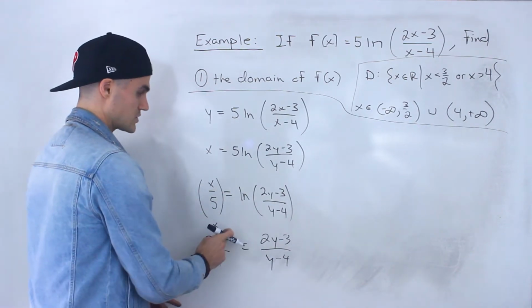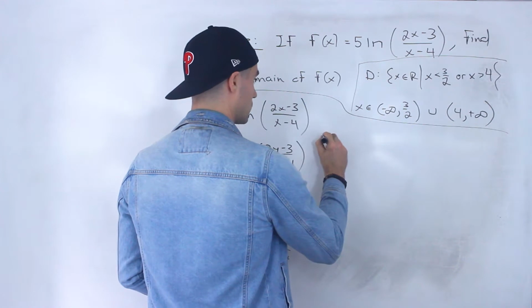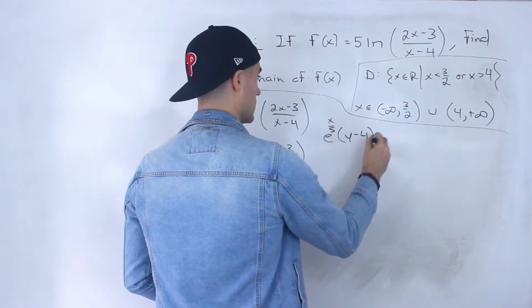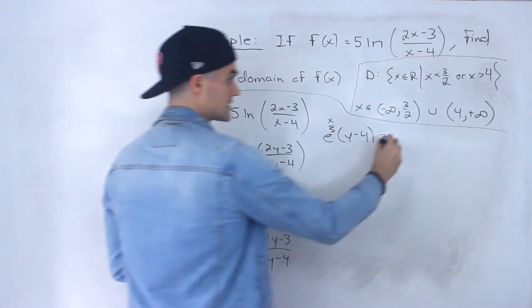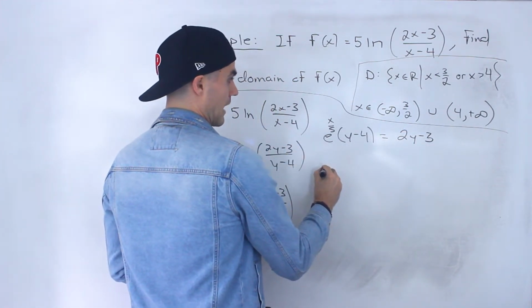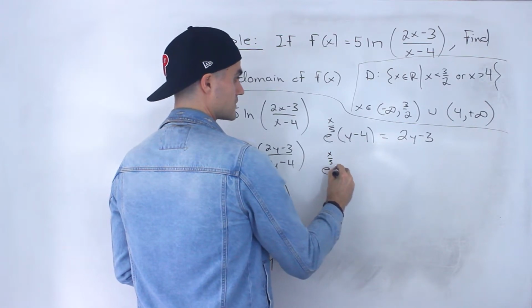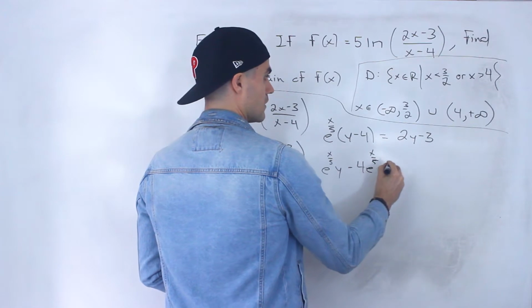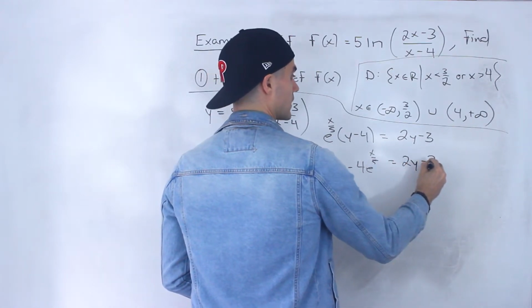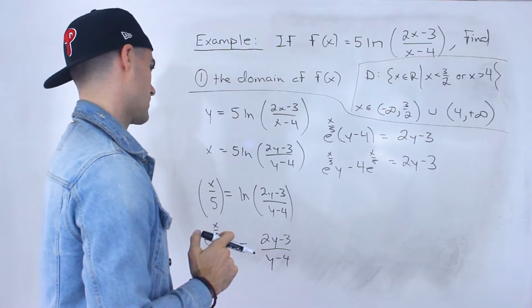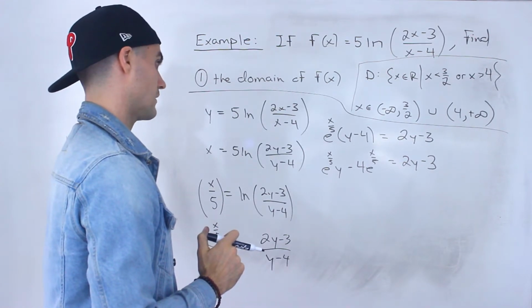So y minus 4 times this, if I continue up here, we'll have e to the power of x over 5 times (y minus 4) equals 1 times this, so it's going to be 2y minus 3 here. And then we'll have e to the power of x over 5 times (y minus 4) equals 2y minus 3. Let me just make sure everything's all good. Yeah, it looks all good to me.